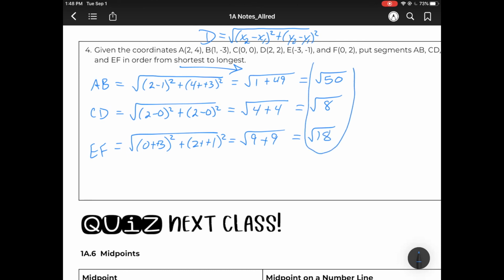Now, as I look at these, the shortest segment then should be CD. The next segment would be EF, and the longest segment is AB.